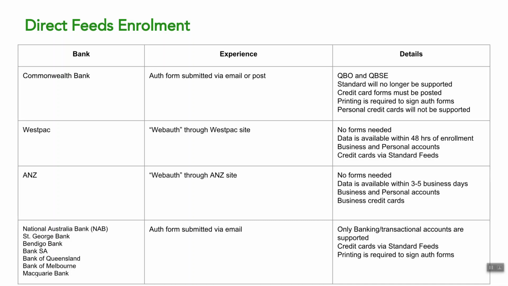Now, we also have a handful of other banks that follow our typical authorization form process. That includes NAB, St. George, Bendigo, and the others you see here. In these cases, it's only the banking transactional accounts that are supported, but credit cards can all be connected through standard feeds. So for these, you do have to print and sign that authorization form, but again, you can email that form into us, and I personally like the idea of using the smartphone just so it's nice and simple.